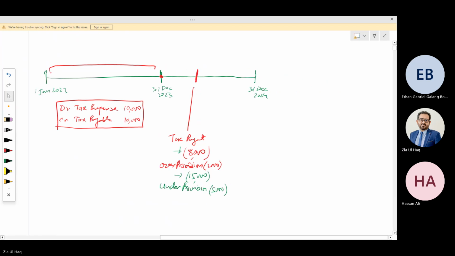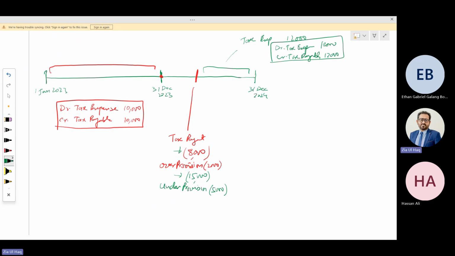Now suppose we move towards 31st December 2024. For this year, we calculated tax expense, say 12,000. It means we recorded the accounting entry debit tax expense with 12,000 and credit tax payable with 12,000. But we record the current liability with the 12,000. The tax expense charged to profit and loss account will not be 12,000. In this 12,000, we need to adjust the previous under or overpayment.